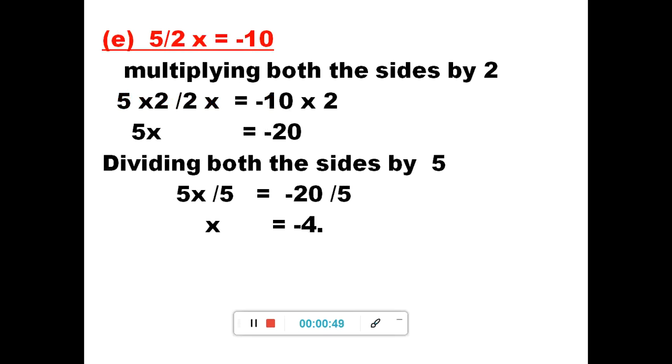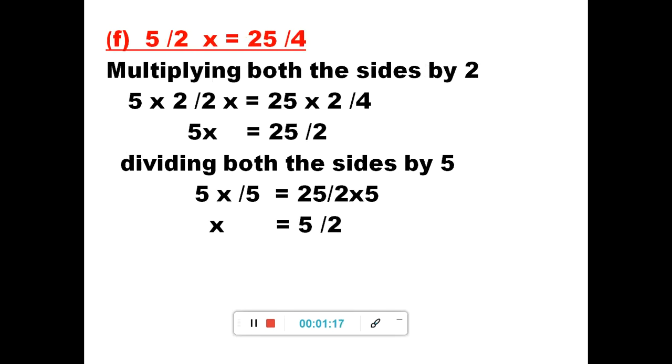E. 5 by 2 x equal to minus 10. Multiplying both the sides by 2. So, 5 into 2 divided by 2, x equal to minus 10 into 2. 5x equal to minus 20. Dividing both the sides by 5, 5x divided by 5 equal to minus 20 divided by 5. 5 by 5 will become 1. So, x equal to minus 4.